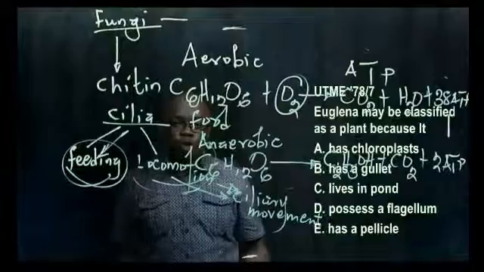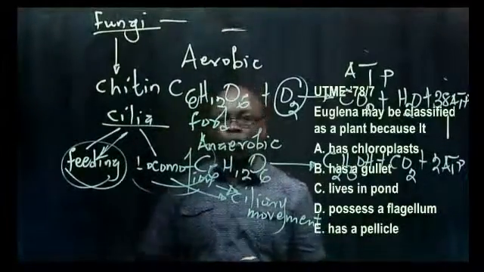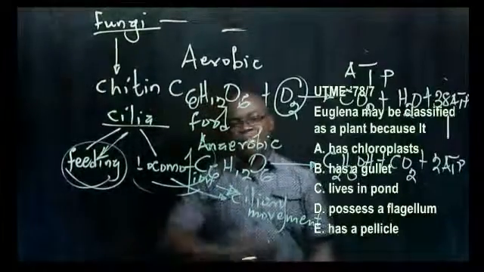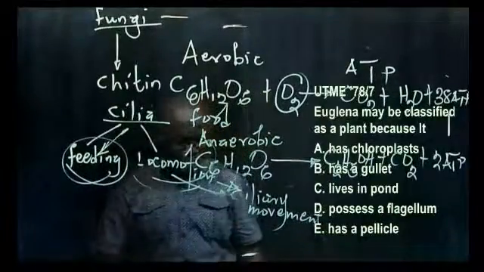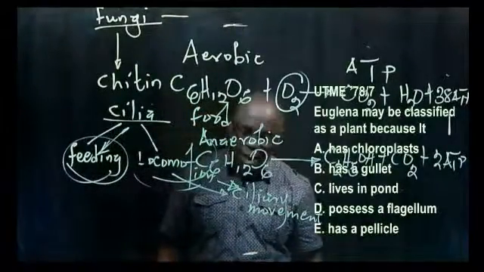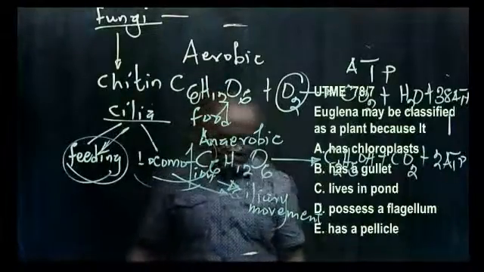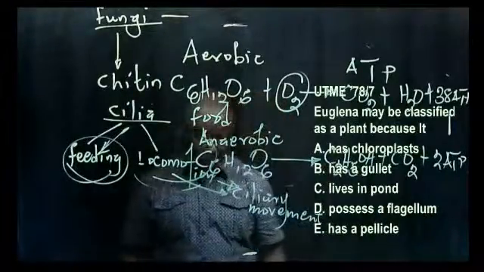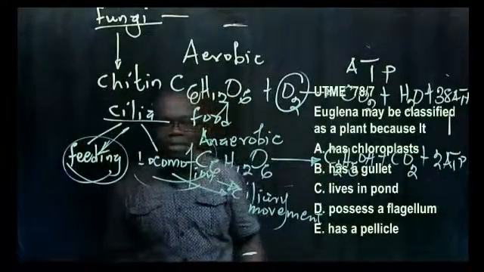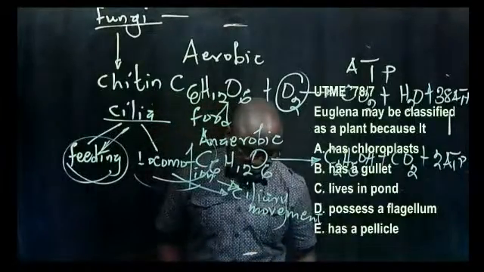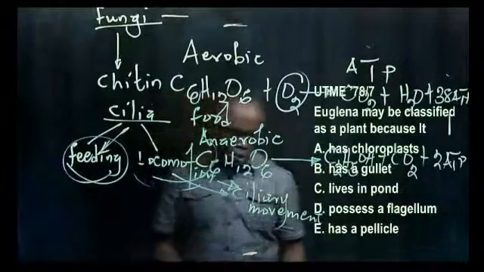Chloroplasts are structures which contain chlorophyll that helps to trap sunlight for the purpose of photosynthesis. So the reason Euglena may be classified as a plant is because it has chloroplasts, which enables it to trap sunlight for photosynthesis. The other options here have no relationship with plant or plant structures. For example, option B, it has a gullet. That's an animal feature. Option C, it lives in a pond. That is not specifically a plant feature. Option D, it possesses flagellum. Flagellum, it's an animal feature.